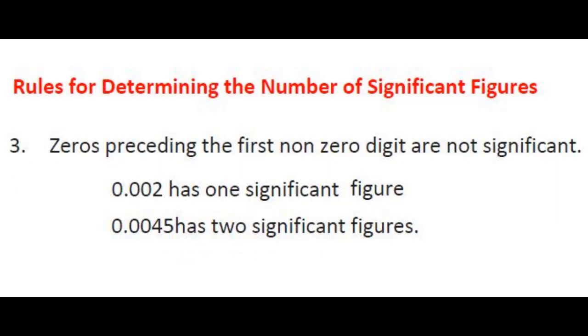Rule 3, zeros preceding the first non-zero digit are not significant. Example, 0.002. There are 3 zeros preceding the first non-zero digit, so they are not significant. Therefore, the number of significant figures here is 1.